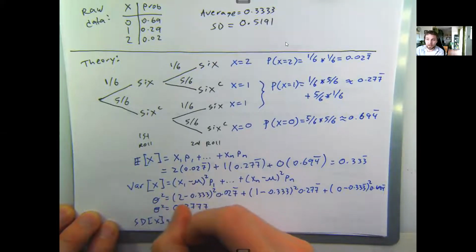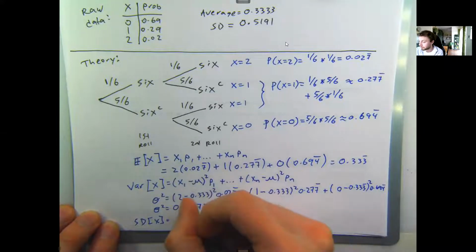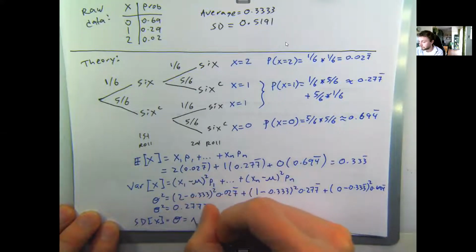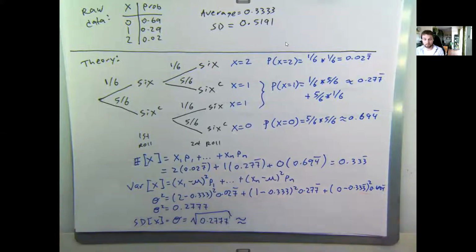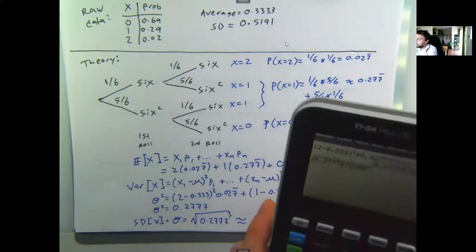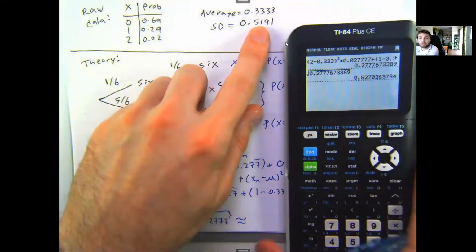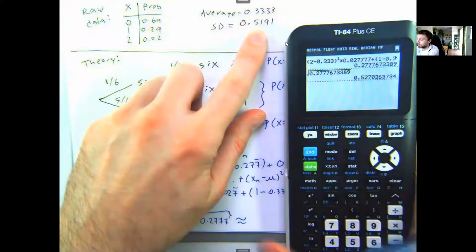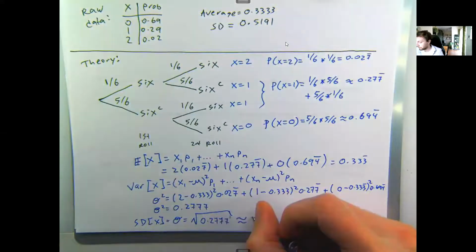Even then, it might not line up perfectly. That's kind of the way that this raw data to theory thing works. Sometimes it's close and sometimes it's not. If I take the square root of that number, I'm getting approximately 0.527. And you know what? Actually pretty good. 0.52-ish, 0.52-ish. I'm getting roughly the same result.